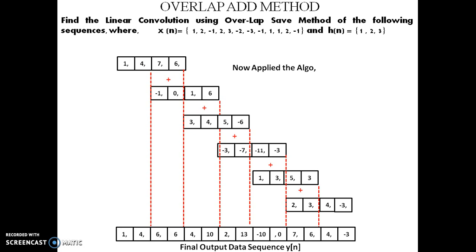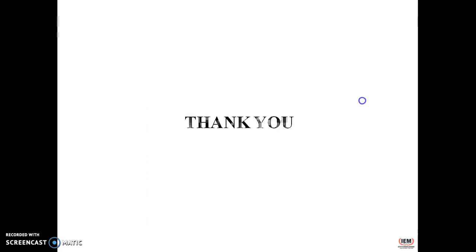So you know, for linear convolution the total length is the xn length plus the hn length minus 1. Here the xn length is 12 and the hn length is 3, so the total length is 14. We check that the final output data sequence also has a length of 14. This is the method of linear convolution, but here we apply circular convolution. So this is one of the applications of circular convolution. Hopefully you understand both methods, overlap save and overlap add. Thank you for listening to the video.